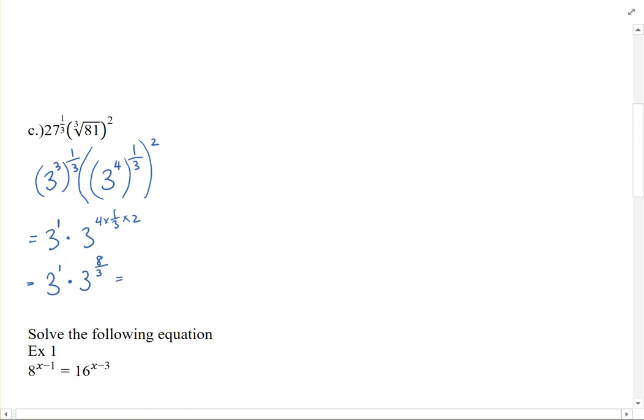And this would equal, now we need to add these two together, so 3 to the 1 plus 8/3. And 1 is basically just 3/3 plus 8/3. So that'll equal 3 to the 11/3.